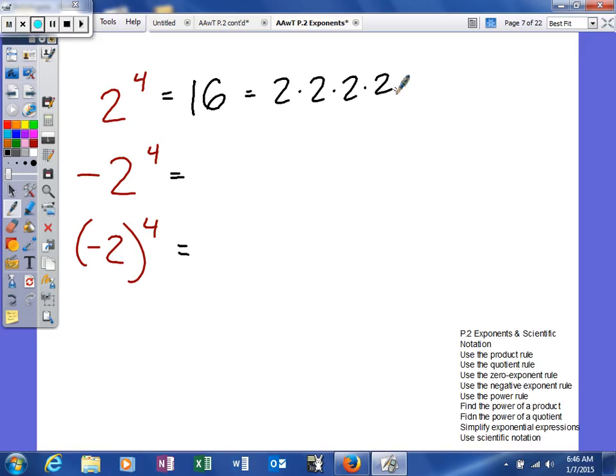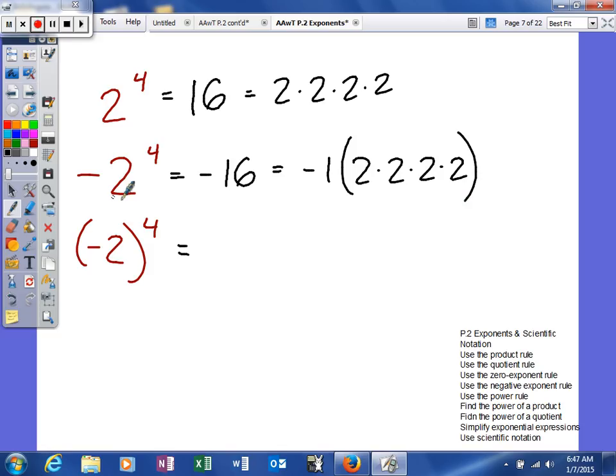Especially if I'd put these up one at a time, I think you'd probably miss the next one. The answer to the next one is actually going to be negative 16. And the reason it's negative 16 is because our exponent of 4 actually has a base of 2. This negative right here is going to be your coefficient. So it's negative 1 times 2 times 2 times 2 times 2. And that's how we get negative 16.